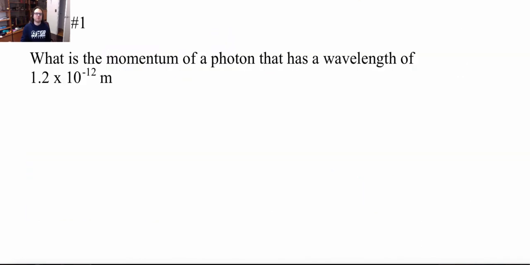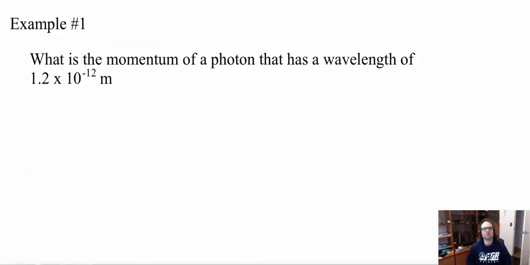All right, let's get to our first example. My first question asks, what is the momentum of a photon that has a wavelength of 1.2 times 10 to the negative 12 meters? I'm going to look at this here. We know my wavelength is equal to 1.2 times 10 to the negative 12 meters. And we're trying to figure out what is my momentum.